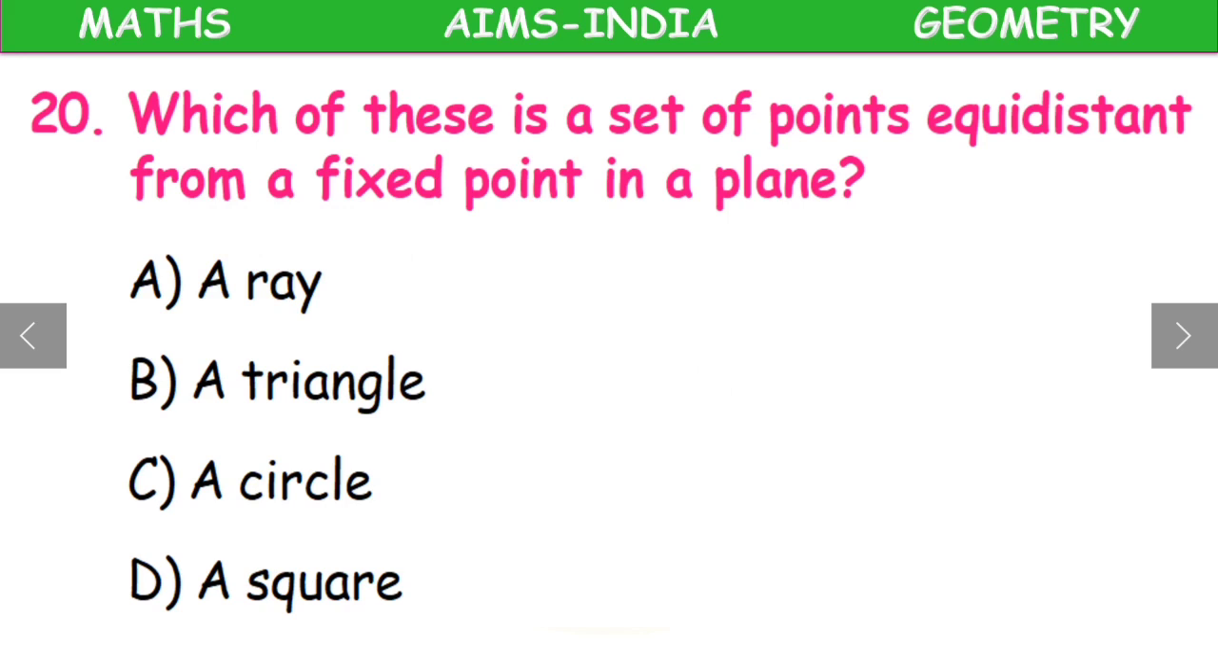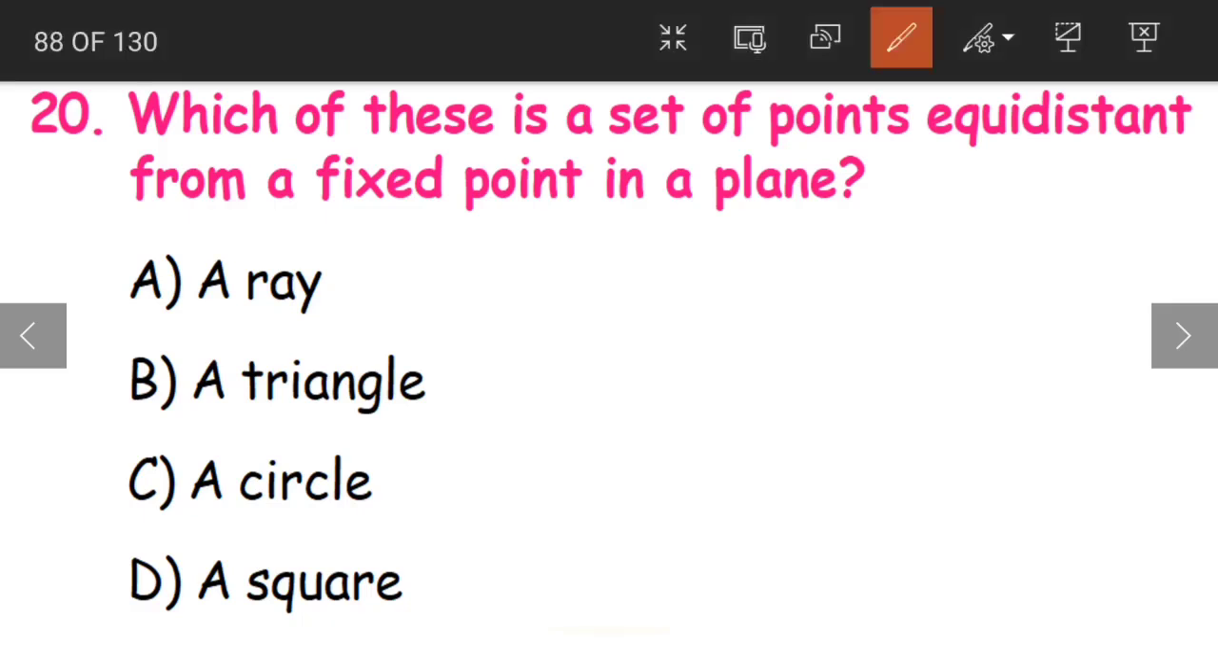Question 20. Which of these is a set of points equidistant from a fixed point in a plane? So what is this plane? Plane is the large area. Okay, so on a plane, we want a set of points equidistant. Equidistant means of equal distance. Of equal distance from a fixed point.